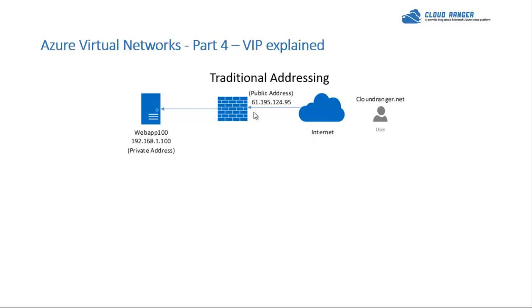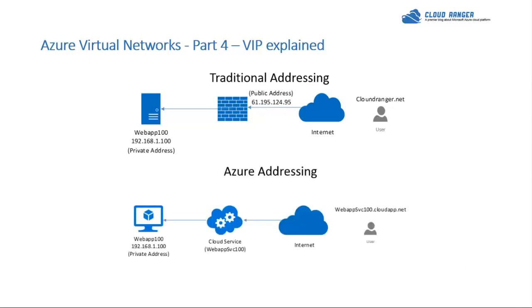And this public address would be assigned to the outside interface of your firewall, and your firewall is going to do some sort of NAT, network address translation, and forward it to your web server. For example, in my example here it is web app 100, which also has a private IP address. This private IP address is assigned to your virtual machine or your server, and that is your public IP address.